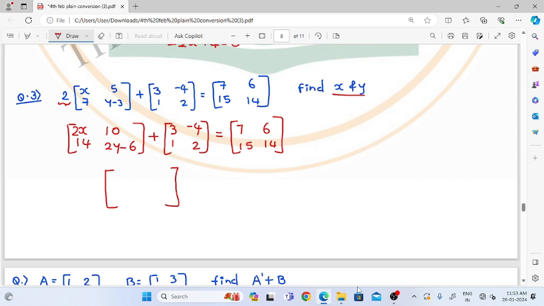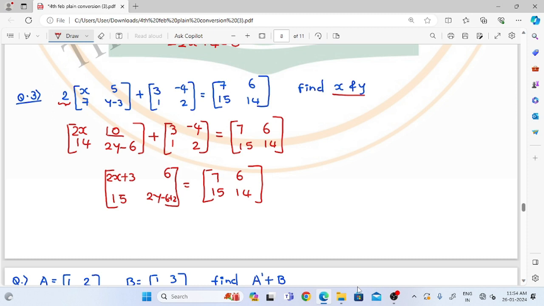Okay. So 2x plus 3, that is 2x plus 3. Then 10 plus minus 4, that means 10 minus 4, that is 6. Then 14 plus 1, that is 15. And 2y minus 6 plus 2. So 2y minus 6 plus 2 is equal to this matrix 7, 6, 15 and 14. Now between these two matrices we have the sign that is equal to. That means these two matrices are equal.